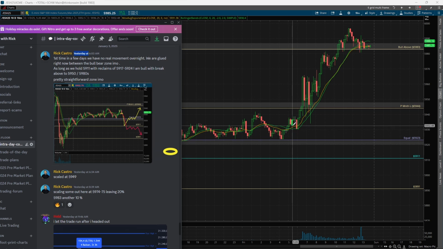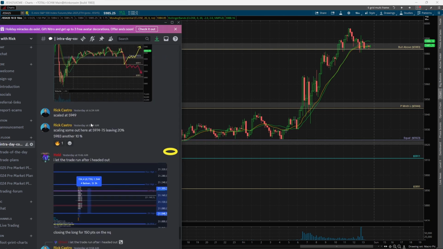We were still trading within the same zone. Kind of gave a scenario of what potentially could happen if we did run these lows. I still would be bullish. And then after about 30 minutes into the open, market just ripped. And I was still holding the trade from overnight. And it ripped. I scaled some at 59.49, about right here, running this high. A little bit into the open of the session.